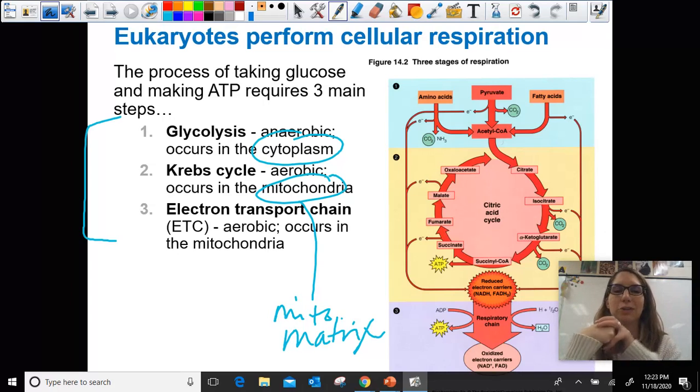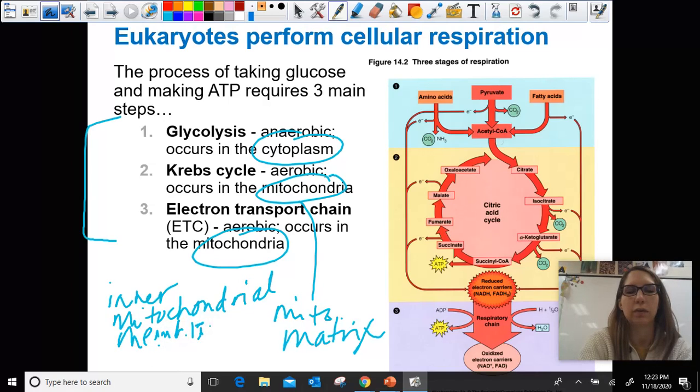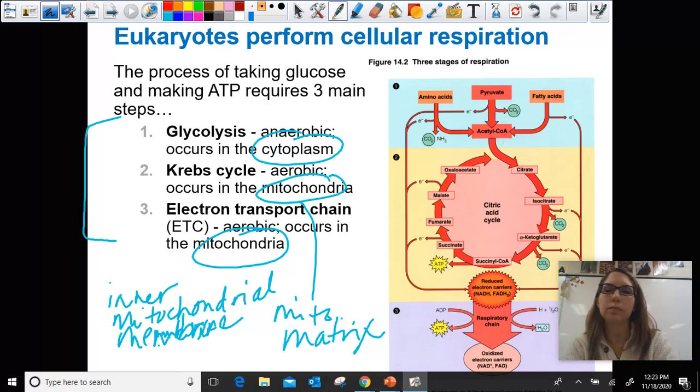So within the mitochondria here, this ETC is not going to occur in the matrix. It's going to occur in the inner mitochondrial membrane. All right, and so that is that folded membrane that got messed up here. It's that folded membrane there in the actual mitochondria, okay, kind of wraps around. That's where we have our ETC.